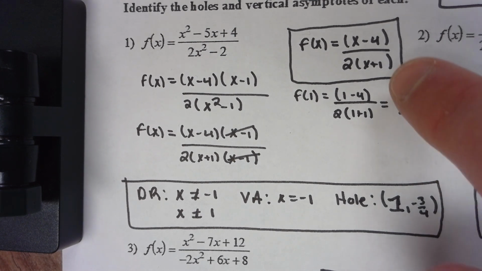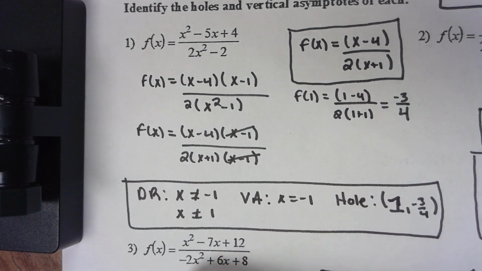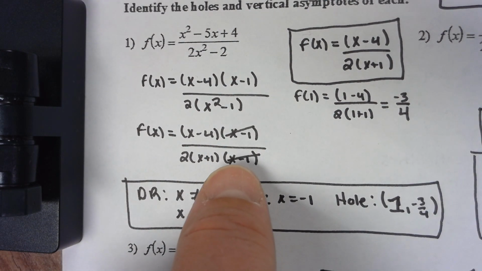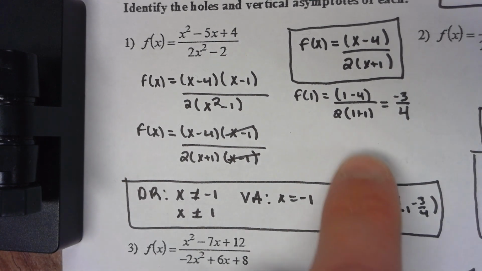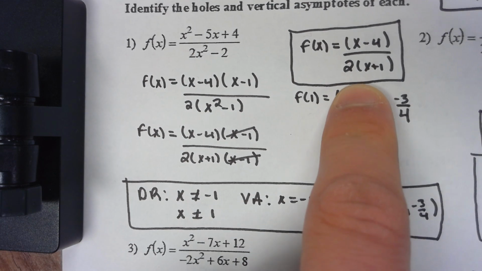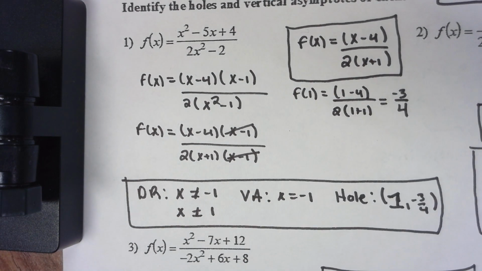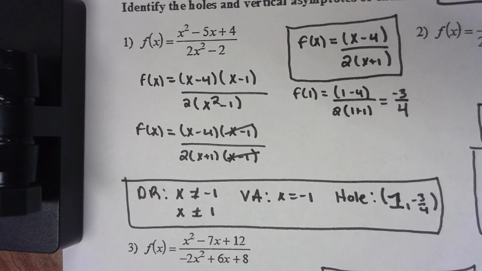Because the x plus 1 survived all the canceling, that tells me that the domain restriction of -1 is a vertical asymptote, which tells me at 1, that's where the x minus 1 is divided out, and 1 makes that 0. There's a hole there. So I know there's a hole at x equals 1, but I don't know the y coordinate yet. To find the y coordinate, I am plugging 1 right back into the original, or into the simplified equation. So 1 minus 4 divided by 2 times 1 plus 1, which is -3/4. So that hole is at 1 comma -3/4.